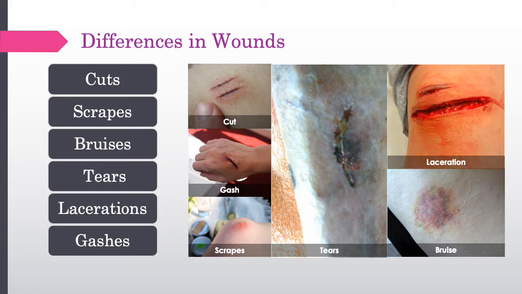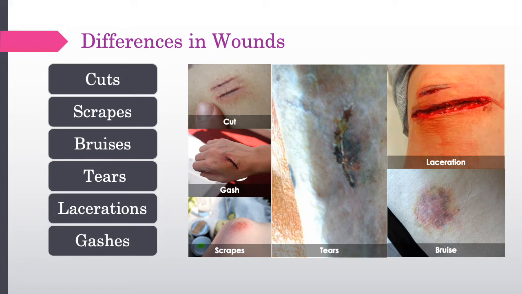Always wash your hands before doing anything with the wound. With cuts, these can be minor and you may just need to wash the wound with soap and water and watch for signs of infection. If a cut is not bleeding, you can leave it uncovered.